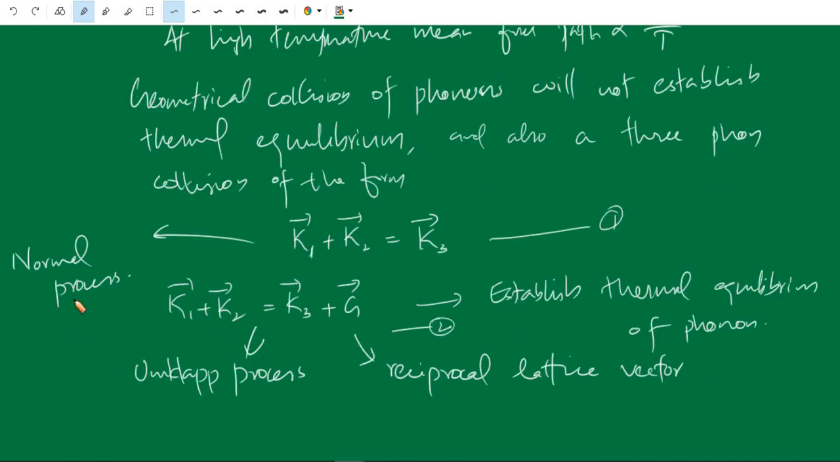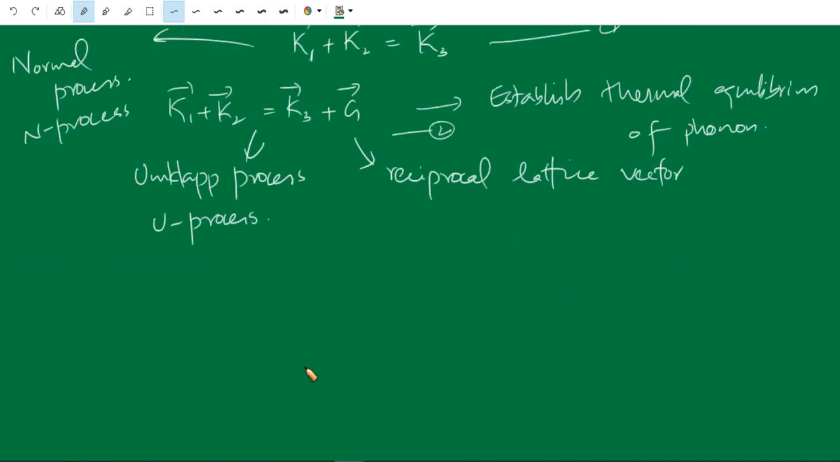So the normal process is called the N process. The second type is also called the Umklapp process or U process. The difference between the Umklapp process and the normal process is that the Umklapp process establishes thermal equilibrium of phonons, and the normal process will not establish a thermal equilibrium. At high temperature, most of the interactions are Umklapp processes.